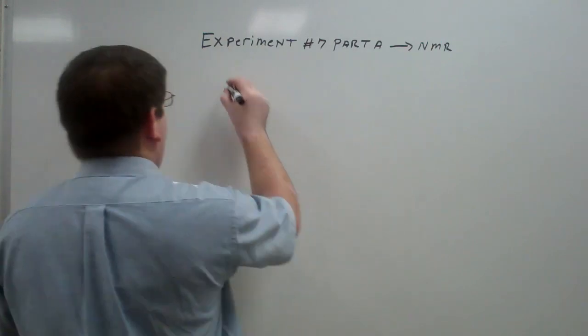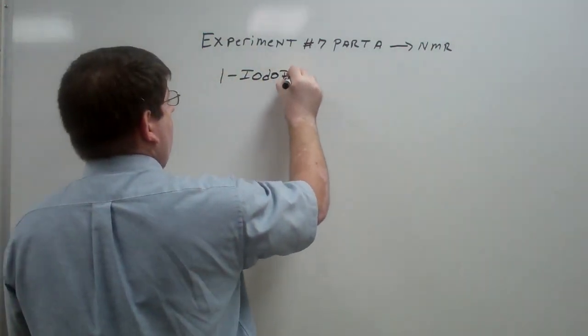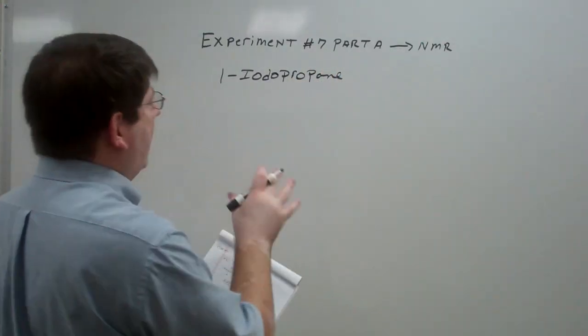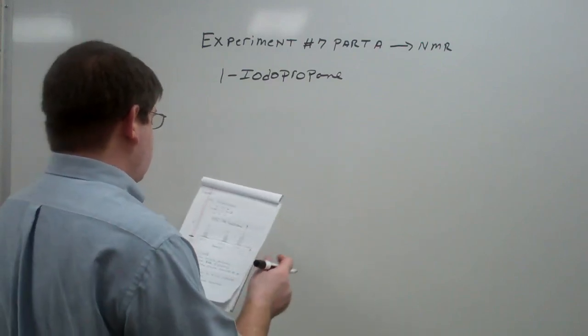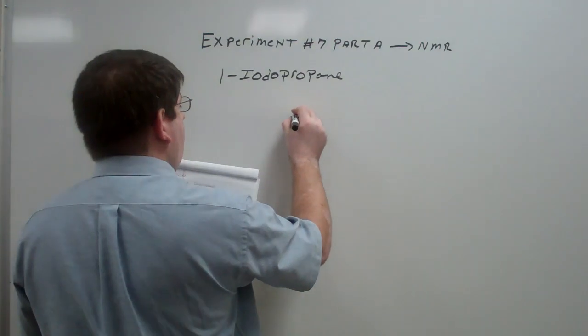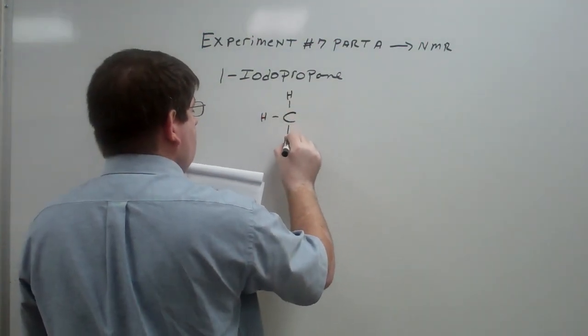So let's look at 1-iodopropane. This is the example that's in your book. And anytime I'm dealing with NMR, I like to draw out all the hydrogens. It makes it easy. And this is actually quite convenient if it's a small molecule. So for 1-iodopropane, we'll just draw it out in stick form.